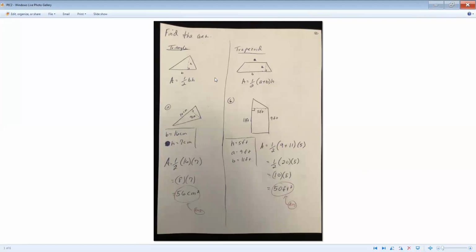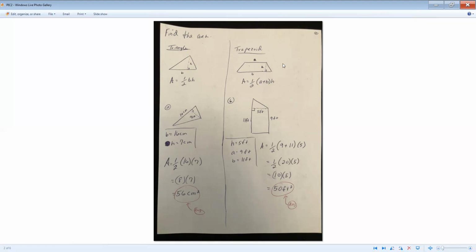Here we have a triangle. We want to find the area of a triangle. We use the formula 1/2 times base times height. Our triangle here has a base of 16 centimeters. The height is 7 centimeters. Plug that into your formula, 1/2 times 16 times 7. The 1/2 is a part of the formula, so it's nothing that you have to come up with. So 1/2 times 16 is 8. 8 times 7 is 56.